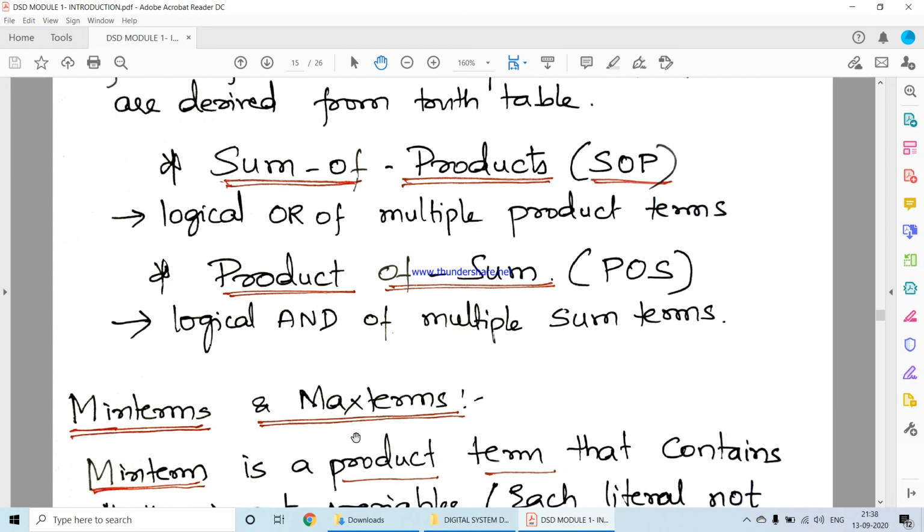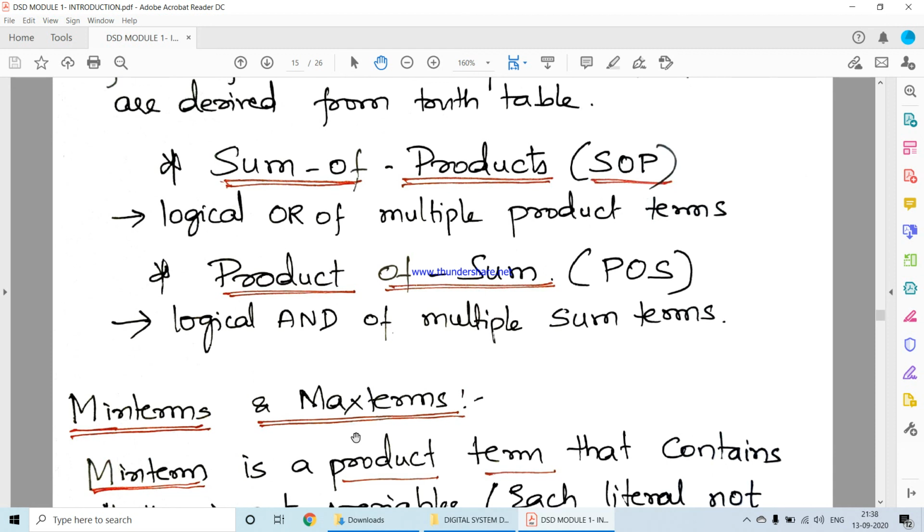What is sum of product? It is the logical OR of multiple product terms. For example, AB plus BC plus CA. AB is one product term, BC is another product term, CA is the third product term. In between, can you see that plus symbol? That says logical OR of these product terms, and that is nothing but sum of products.